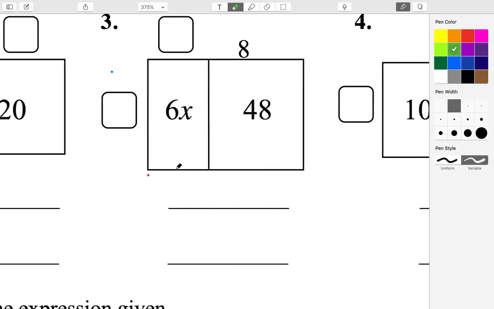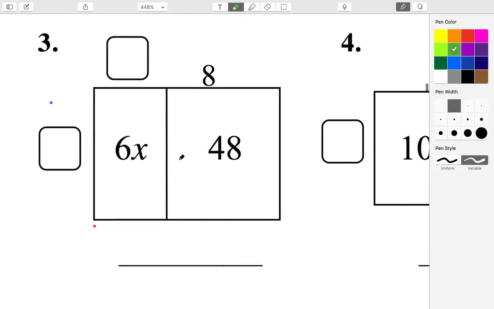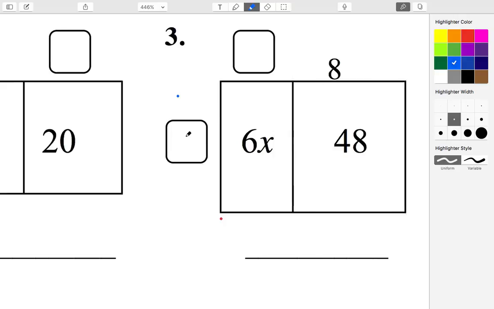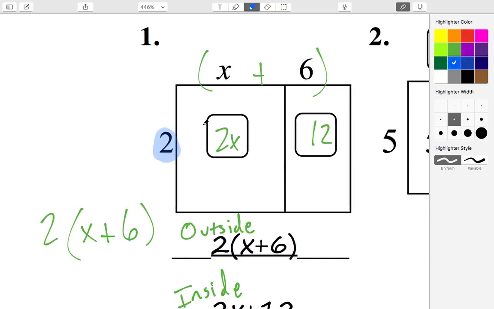Let's talk about how you get that first one that they gave us, because on number 3, they don't give us that. So how did they come up with 2? Because on 3, they have a blank. Well, you are looking at what is in common. 2 and 12 have the number 2 in common. This is their greatest common factor, the GCF. So we are back to GCF. The 2 can go into 2, the 2 can go into 12.